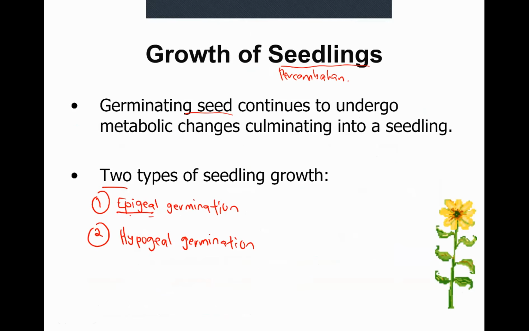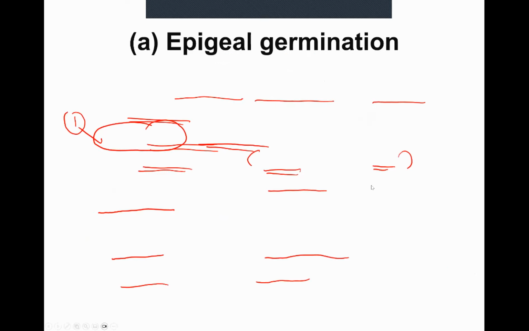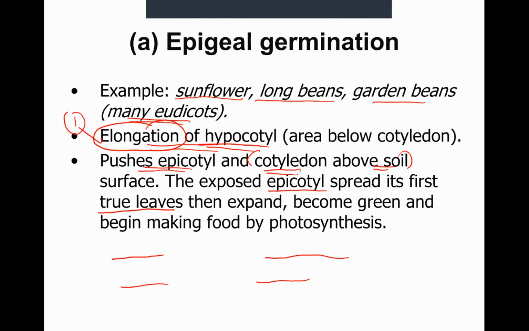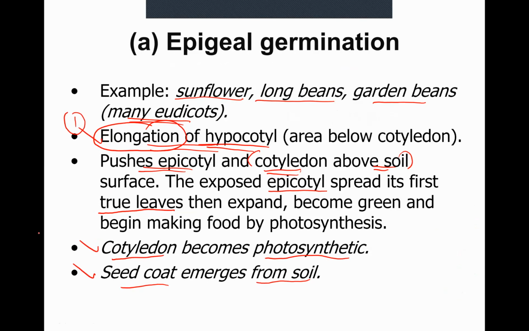Okay, ingat in epigeal germination, the one that is elongate is hypocotyl. Elongate. Okay, dia terbalik. So in epigeal germination, the one that is elongate is hypocotyl. Okay, right. Okay, next. Okay, remember cotyledon becomes photosynthetic. The seed coat emerges above the soil. Okay, right. Okay. Kejap lagi boleh tunjuk video tu.